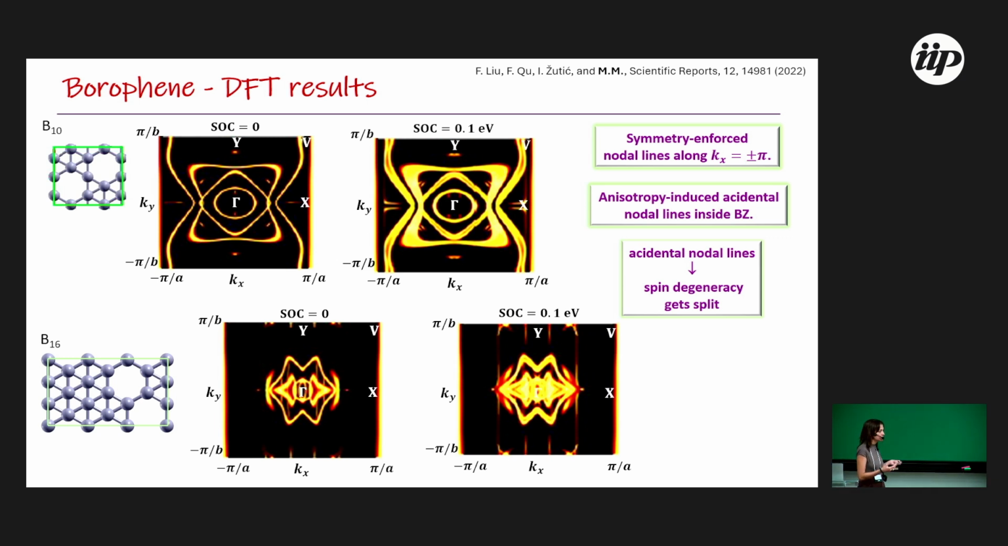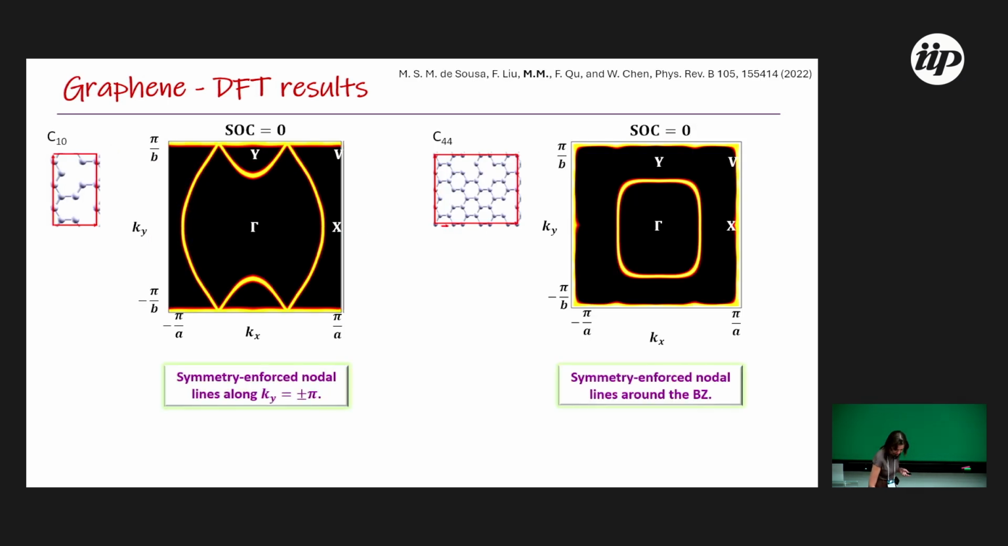This is an unusual level of robustness for accidental nodal lines, and we attributed it to the origin of these nodal lines being anisotropy, which is also a structural fact. Spin-orbit coupling won't make the material more isotropic. So yeah, this was actually a long parenthesis.